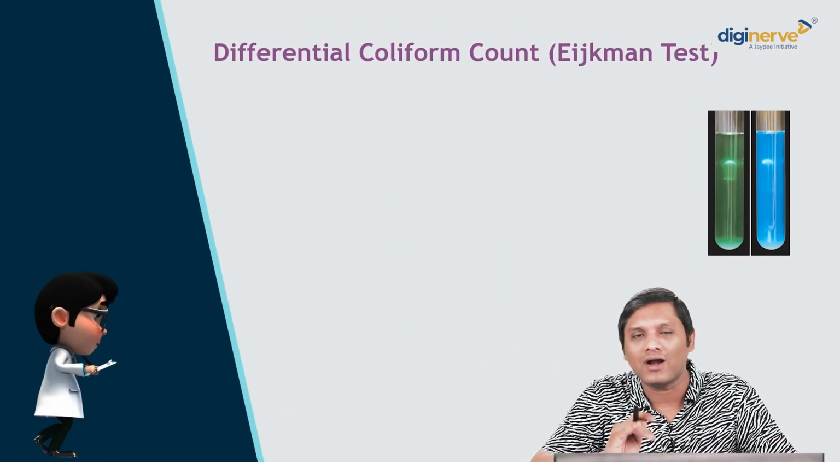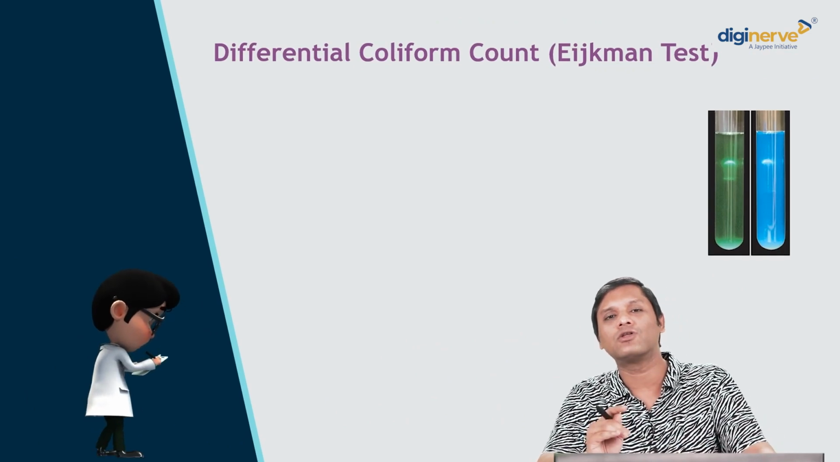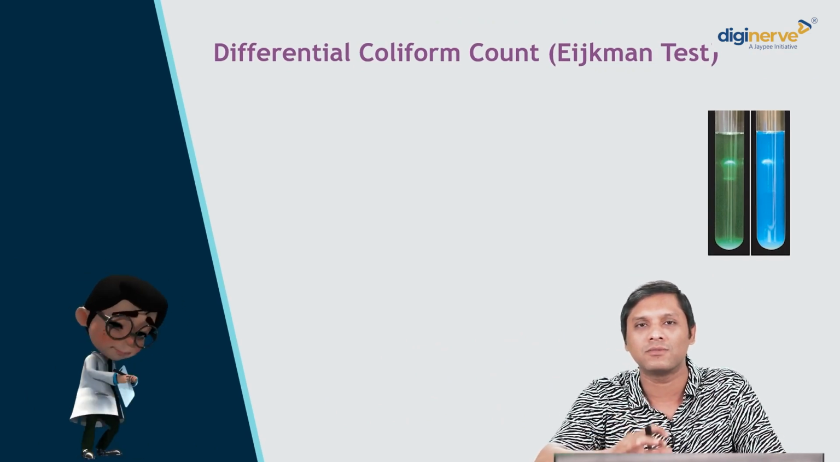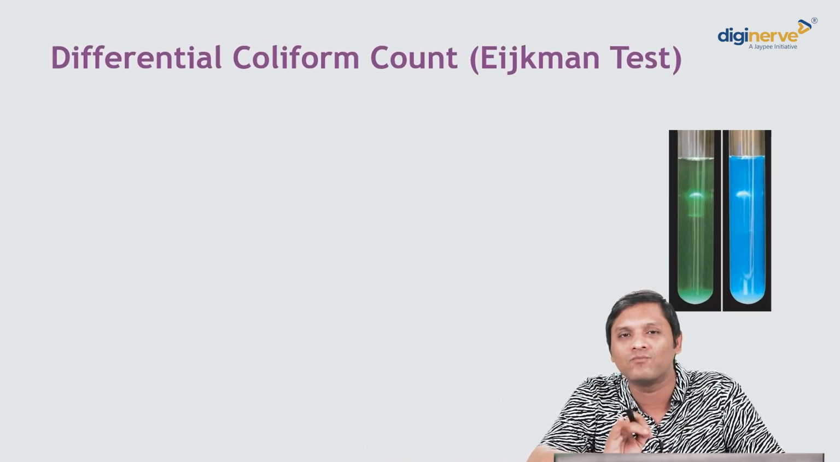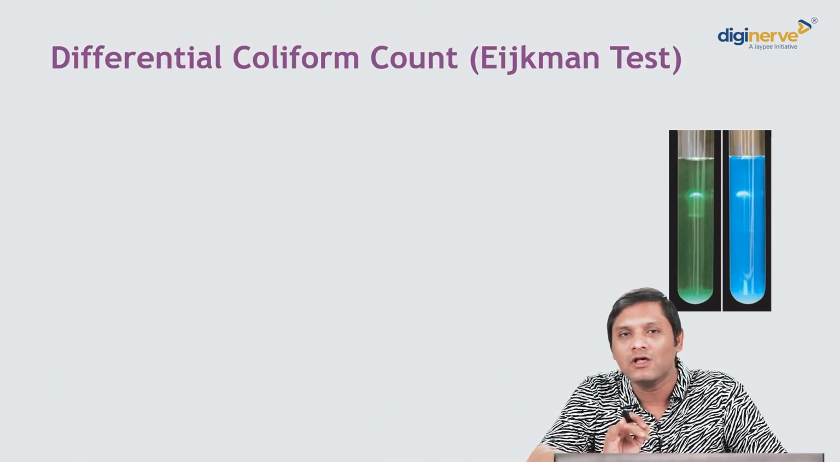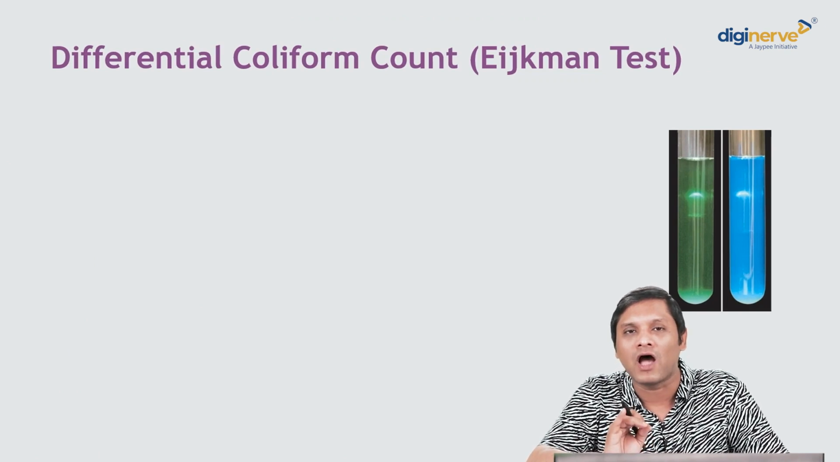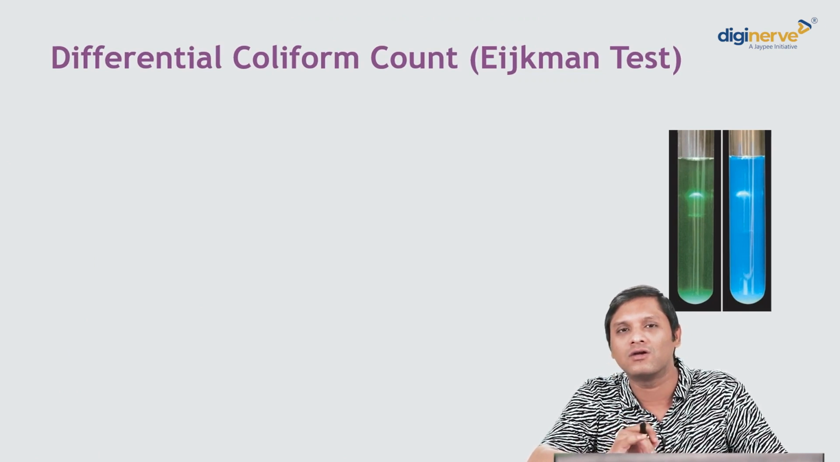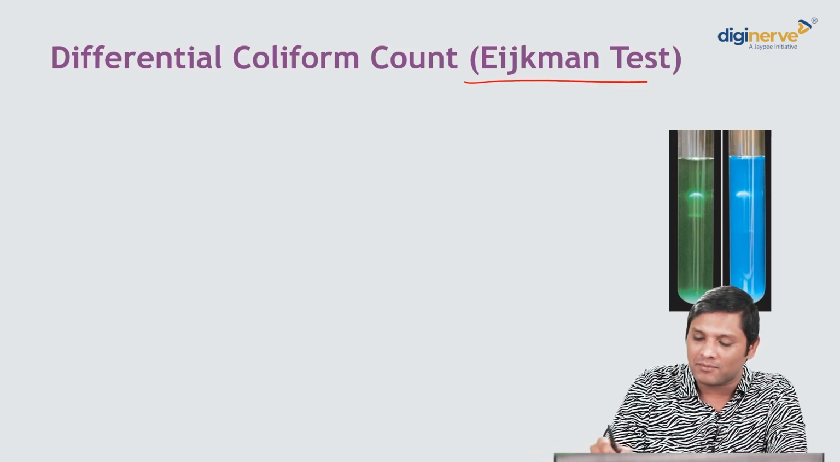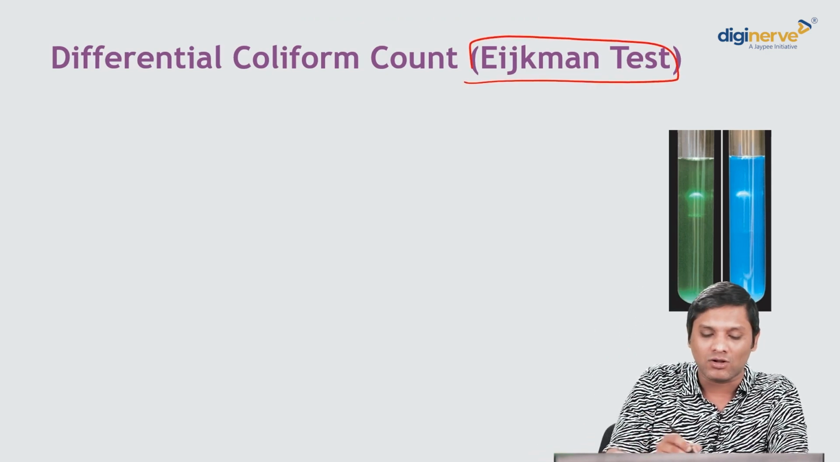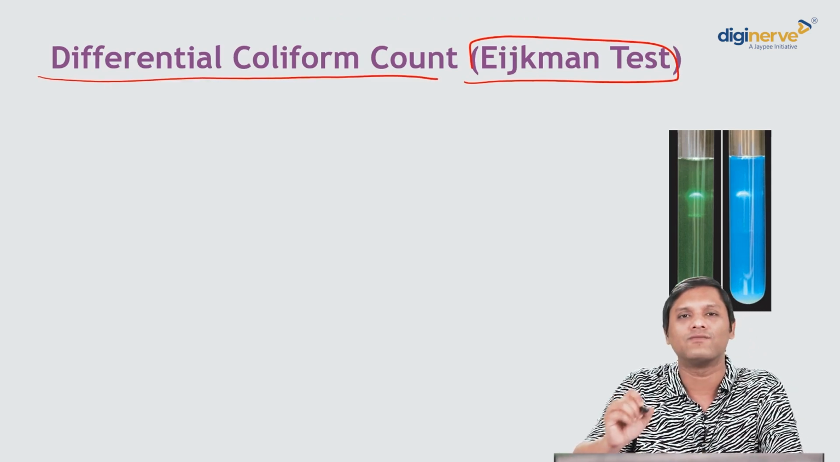Okay, so what is more important is, after you know presumptive coliforms are there, the next step is to confirm the identification. You have to make sure whether thermotolerant E. coli is present or not, and that is done by a test called the Eijkman test. Eijkman tests are also called differential coliform count.